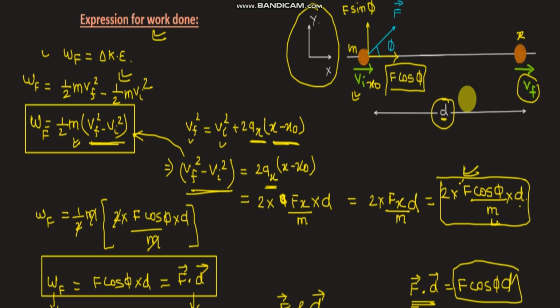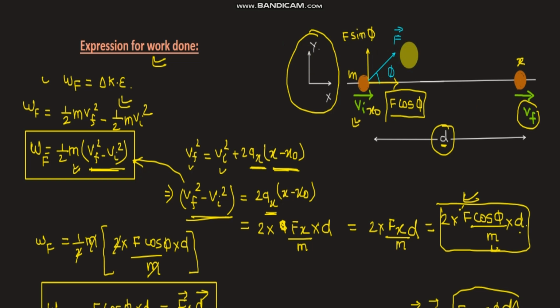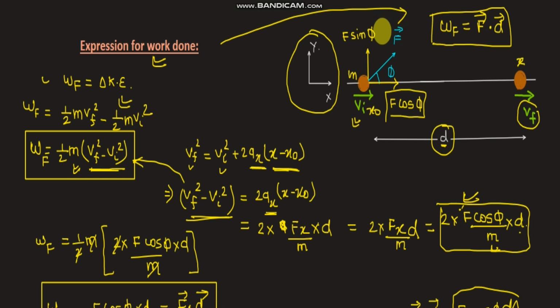So work done by the force is equal to the F vector, the force applied vector, dot the d vector, which is the displacement vector. This is the final expression for work done. Okay, so we'll discuss further in the next lecture.